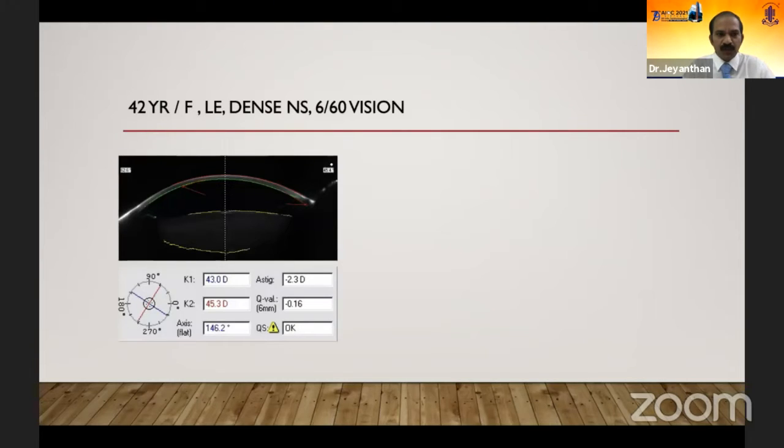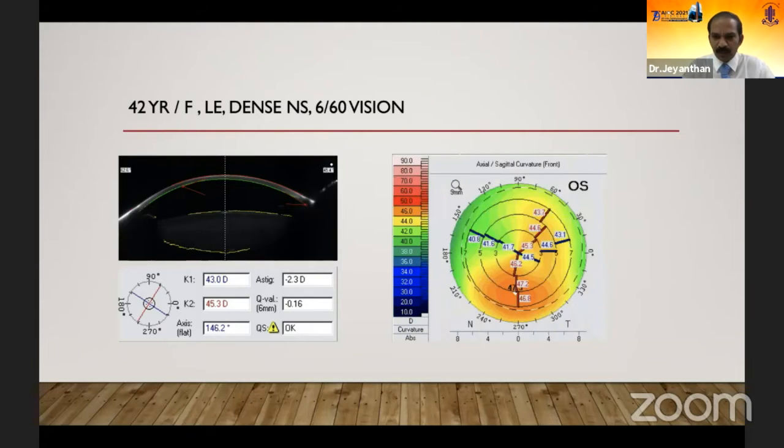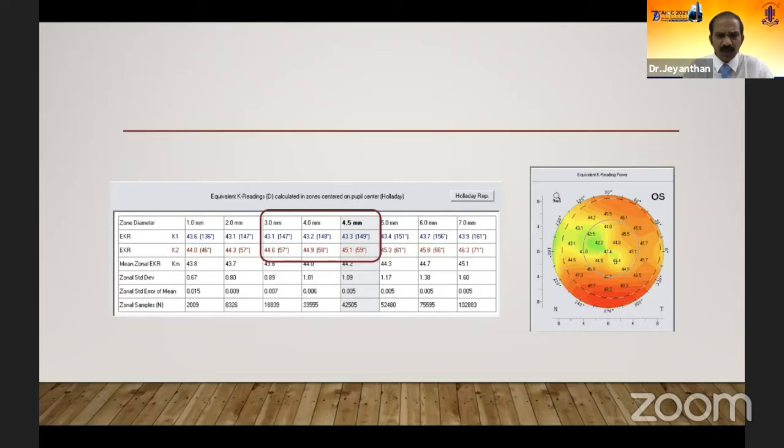This is a 42-year-old female with a dense nuclear sclerosis in the left eye with a vision of 6/60, presenting for routine cataract surgery. She had 2 diopters of astigmatism, but the axis was irregular. So this prompted us to do a topography, and the patient had a keratoconus. The EKR values are almost normal from the 3 to 4.5 mm zone, so it was repeatable and the values seemed fairly good. We implanted a toric IOL and the patient had a 20/30 postoperative uncorrected visual acuity.